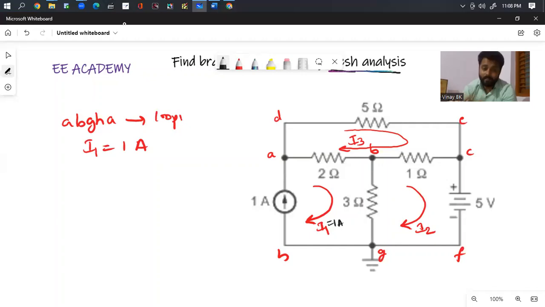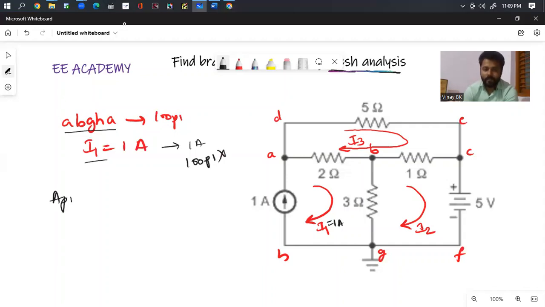That is the rule for super mesh analysis: where there is a current source, you just neglect that loop. You are not considering that loop. If there is a current source, neglect the mesh or that loop. So in the loop A, B, G, H, A, I1 is flowing, but there is a current source of 1 ampere, so you already got to know the value of one loop current. Similarly, you need to find the other two loop currents, that is I2 and I3. So loop 1 is neglected.